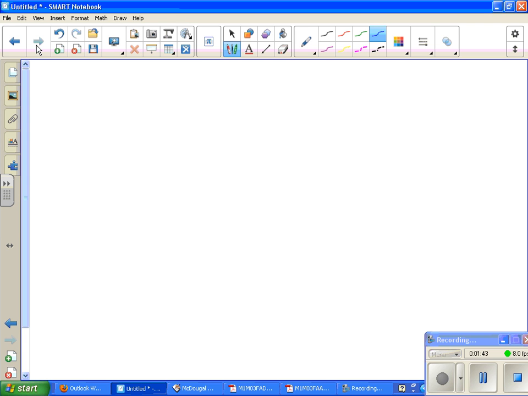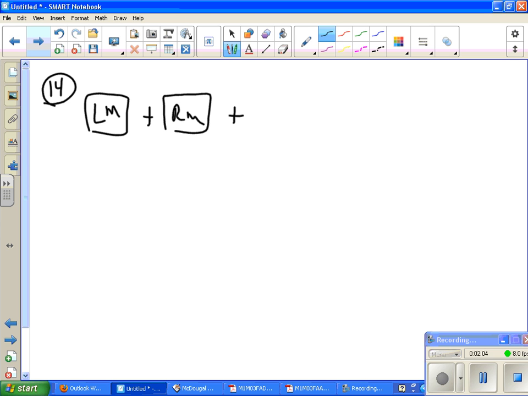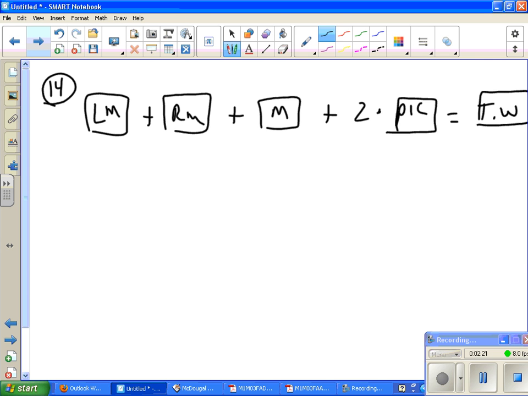The next one, number 14, tells you to write an equation to model it. The easiest way to write an equation is to do a verbal model first. The verbal model, and I'll use abbreviations, but you can go back and listen to what I'm saying about each one. The first one, the left margin plus the right margin. Those are the first couple things they gave you. Plus the middle, plus 2 times the pictures, or the value of each picture, is equal to the total width of the entire magazine. So that's our verbal model.